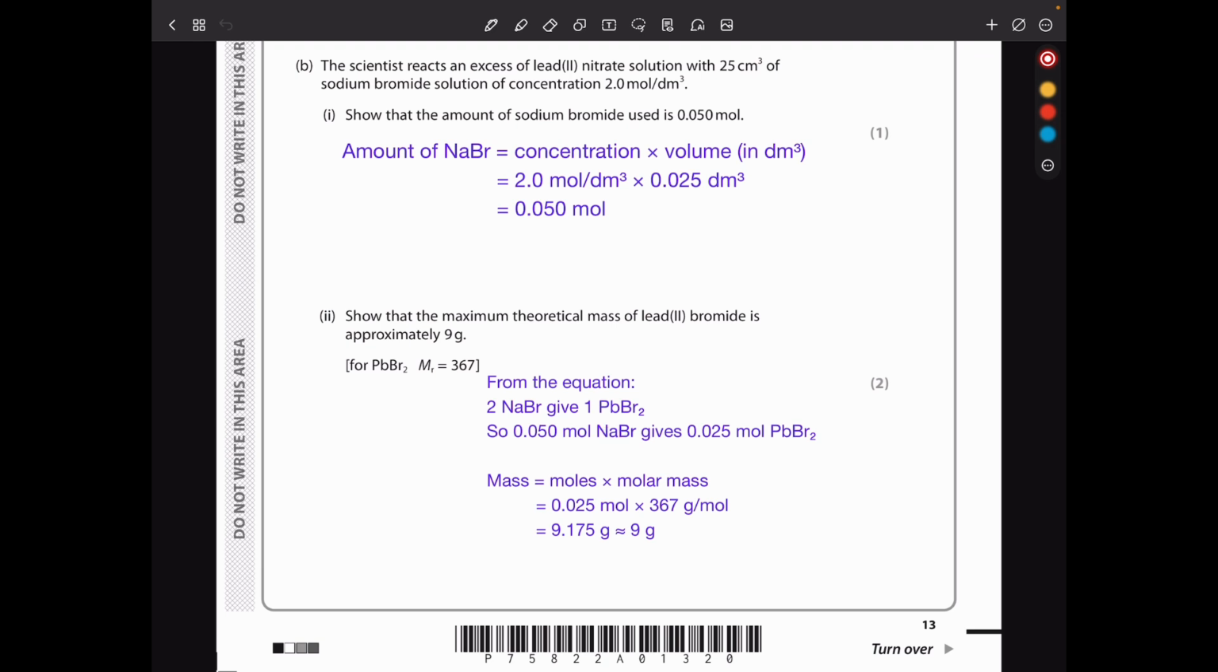So moles of lithium bromide are going to be half the moles of sodium bromide, which is going to be 0.025, and so the mass will be number of moles times the molar mass, giving us that times this molar mass here, and I got 9.175 grams, which is approximately 9 grams.